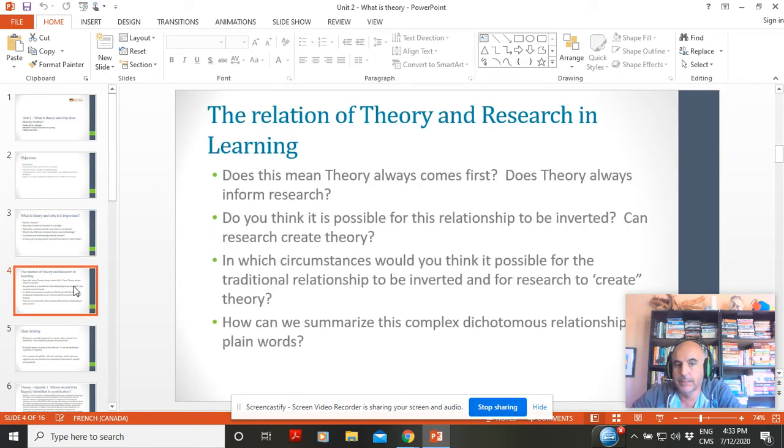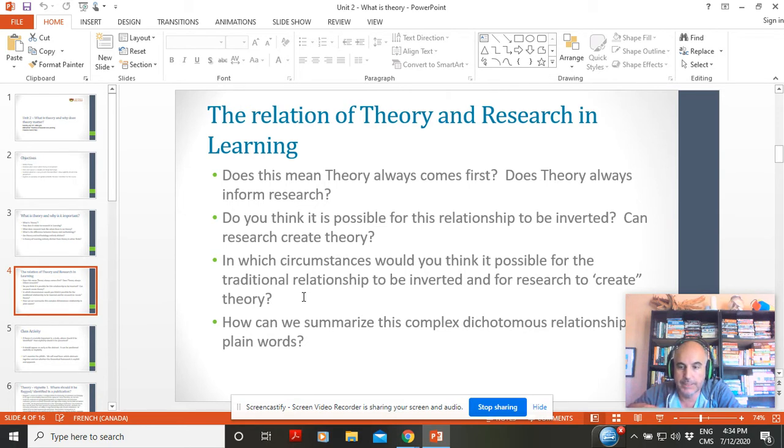And once you've done that, we are going to look at, again, the process of scientific inquiry, and look at where theory fits. So here I'm going to point to something specific. We've seen that generally it seems that theory comes early in the process of research, but I'm going to look within this slide to specifically ask you whether you think there are any exceptions. So does this mean that theory always comes first? Does theory always inform research? Do you think it's possible for the relations to be inverted? Can research create theory? In which circumstances would you think it is possible for a traditional relationship to be inverted and for research to create theory?